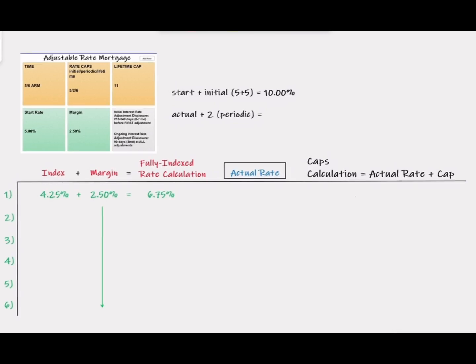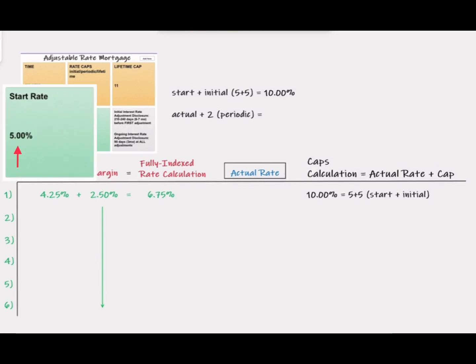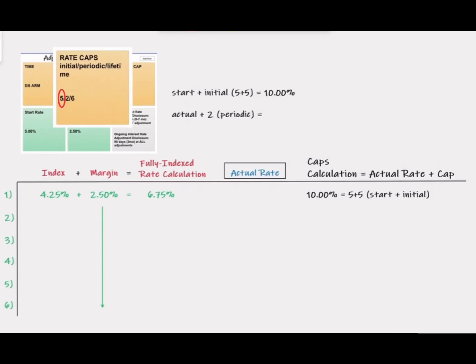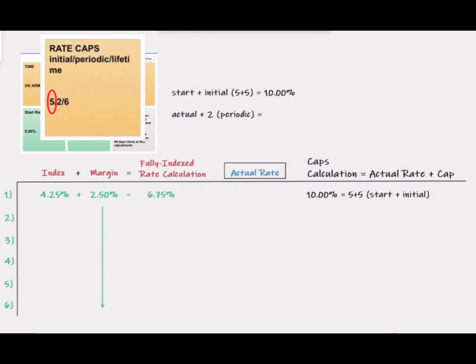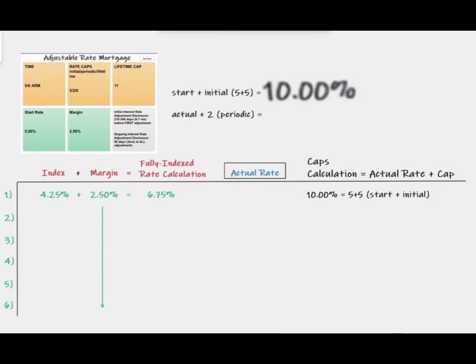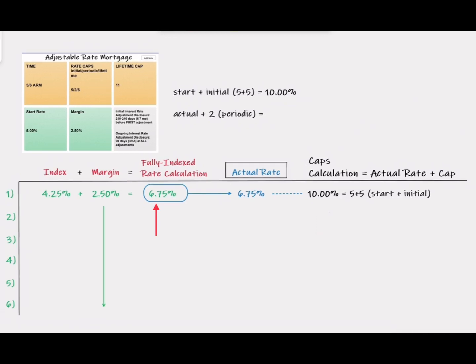In Formula 2 of the same problem, we will compute the math for the first adjustment period by taking the start rate of 5 and adding it to the initial rate cap of 5 to get the cap's calculation of 10%. Now, between the 2 formulas, the Formula 1 fully indexed rate of 6.75% will be compared to the Formula 2 caps rate of 10%. We will then take the lower of the 2 formulas and that will be the borrower's actual rate for the next 6 months.